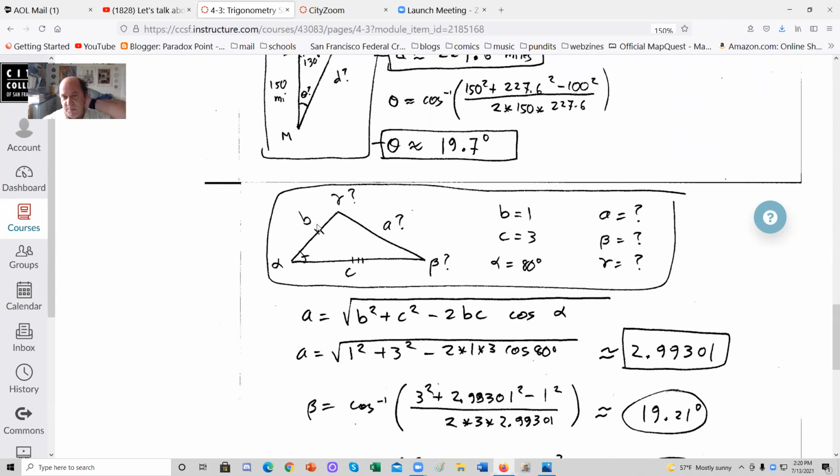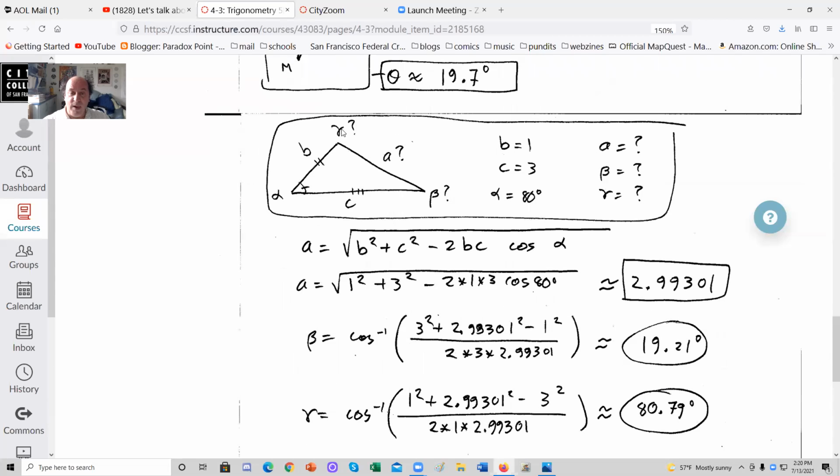Here we're given B is 1, C is 3, alpha is 80. What's A, what's beta, what's gamma? All right, fine. A is root of B squared plus C squared minus 2BC cos alpha. B is 1, C is 3, alpha is 80 degrees. So there's A, which a few keystrokes gets you 2.99301. Very close to C. So we should get a near isosceles triangle.